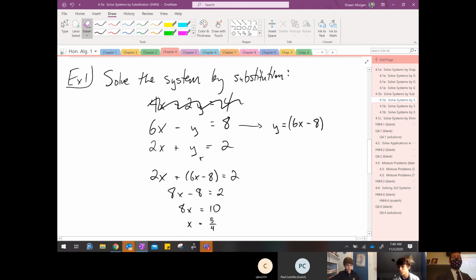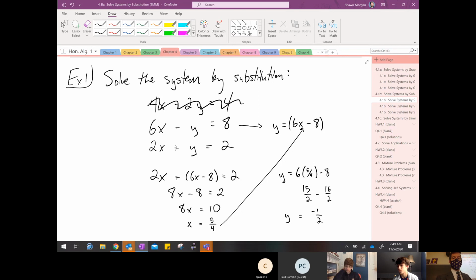We take it and we see what y is going to equal. Now I've already got y by itself over here, so I'm going to take that 5/4 and plug that in for x. So y is going to equal 6 times 5/4 minus 8. And let's see here. Looks like that's going to be 15 halves minus 16 halves, or -1/2, equals y. My ordered pair would be 5/4 comma -1/2.